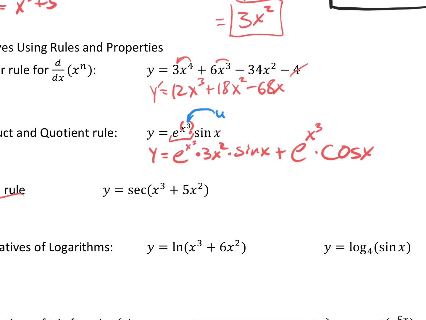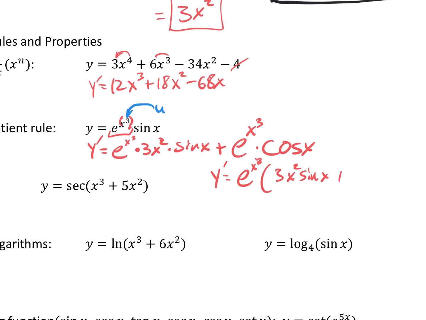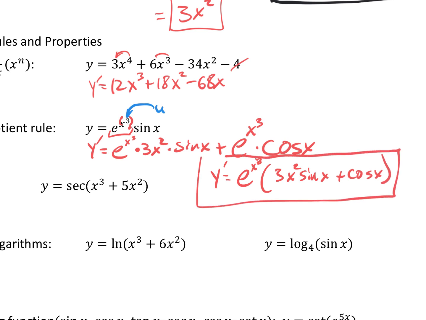Okay, there you have it. And you can leave it like that. If you want to clean it up a little bit, we could factor out this. This is y prime. Don't forget your prime, like I just did. We could factor out e to the x cubed, I suppose, and 3x squared sine x plus cosine x. That's a little prettier. But you can leave it unsimplified.